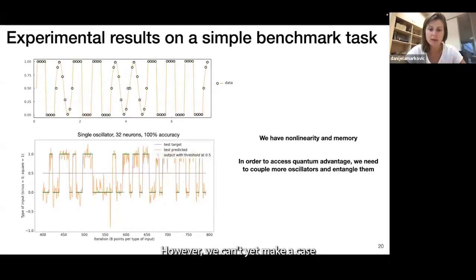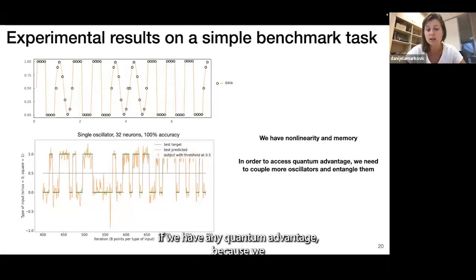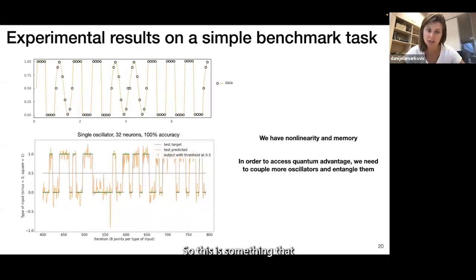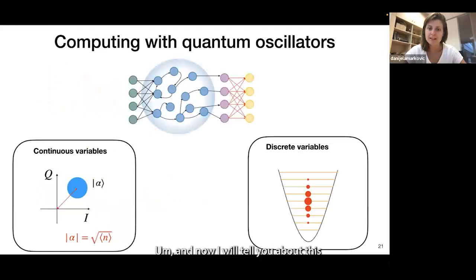However, we can't yet make a case if we have any quantum advantage, because we were not yet able to control the strength of coupling between our 2 oscillators. So we couldn't control the entanglement that we create between 2 oscillators. So this is something that we are still working on. And now I will tell you about this other approach where we are fully in the quantum regime.